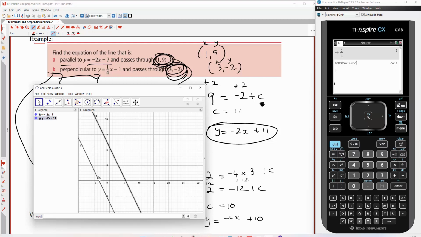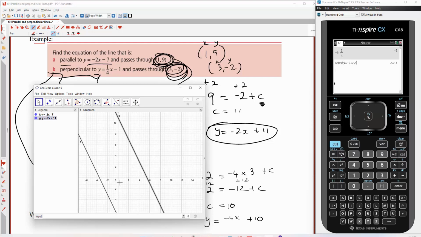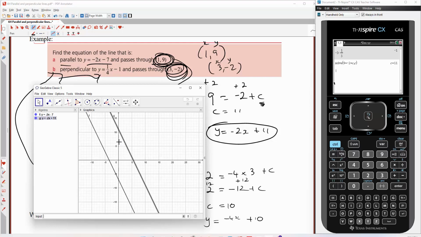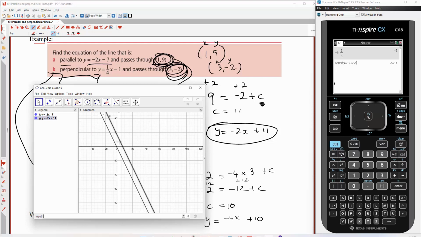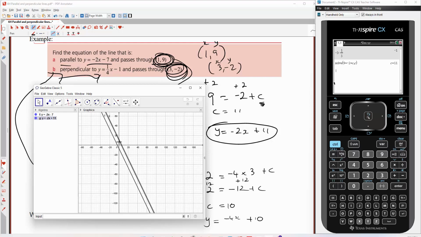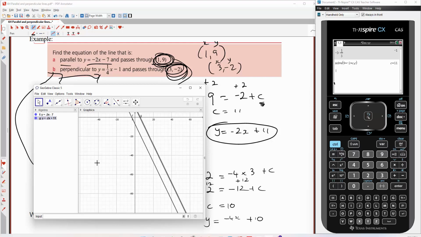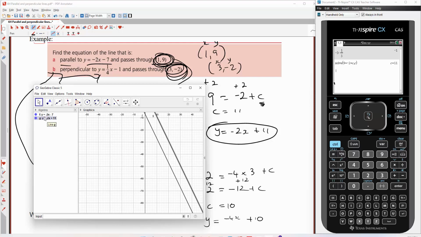So we can see clearly that they are parallel, but it also should go through the point (1, 9). So let's find out whether it does or not. So 1 would be here, and 9 is there. So it certainly does go through the point (1, 9). So that does meet the requirements, and we can see when we zoom out here that these two lines are definitely parallel. Okay, let's try the second one, which is the perpendicular one.